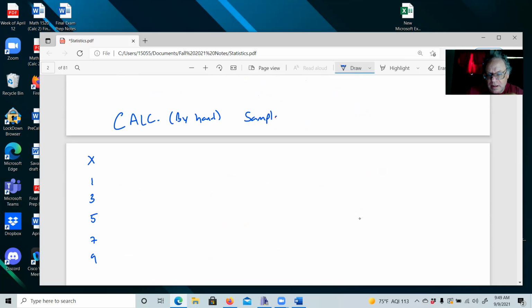Sample standard deviation. By the way, if they forget to tell you whether it's a sample versus a population, you should always assume sample. If they don't say population, assume it's a sample. Samples are easy to get, populations are hard. So just be a little bit careful about that, but if they don't say, assume it's a sample. You can always ask, but maybe you don't have somebody there to ask.